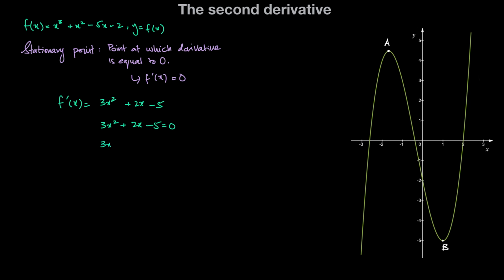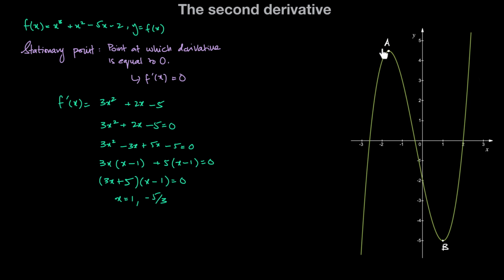So we have 3x squared minus 3x plus 5x minus 5 is equal to 0. And if we factor, we have 3x times x minus 1 plus 5 times x minus 1 equal to 0. And we get 3x plus 5 times x minus 1 is equal to 0. And that gives us x is equal to 1, or x is equal to negative 5 over 3. So now we can clearly see that the x coordinate for the point A would be negative 5 over 3, since that's on the left-hand side of the y-axis. And the x coordinate for the point B would be x is equal to 1.